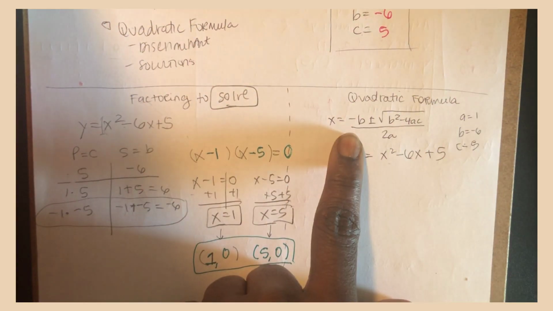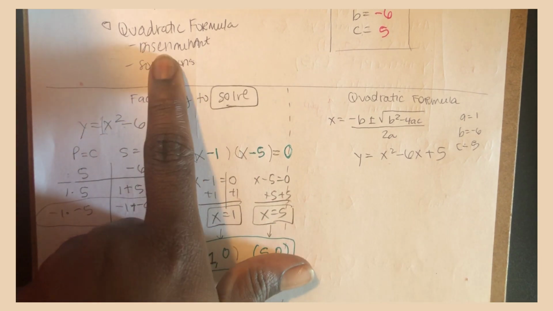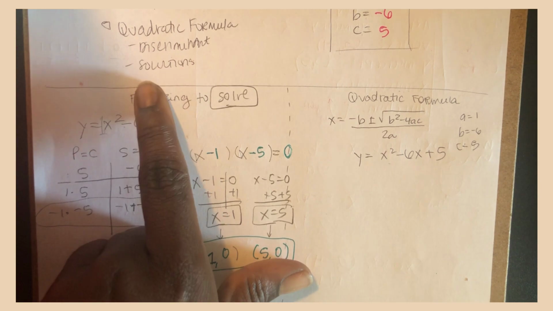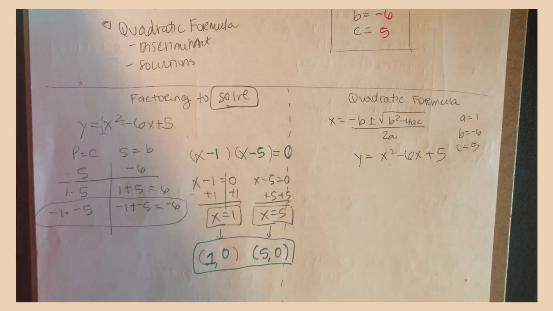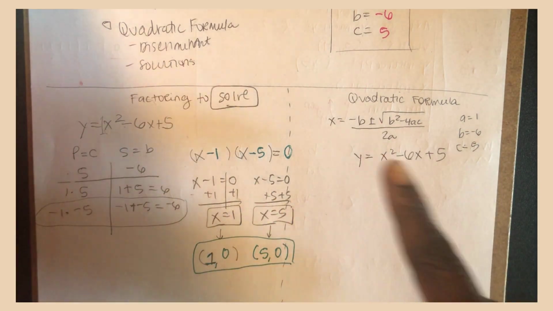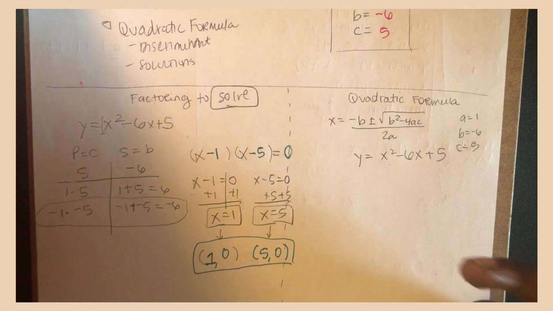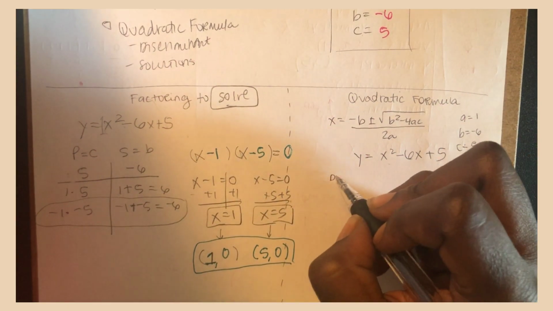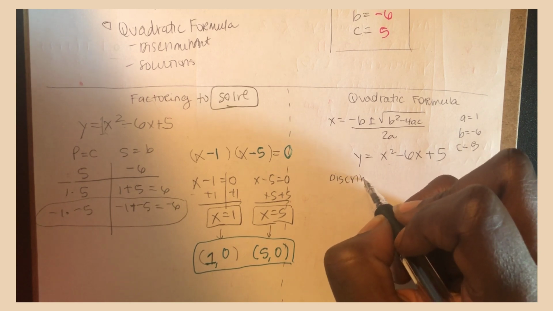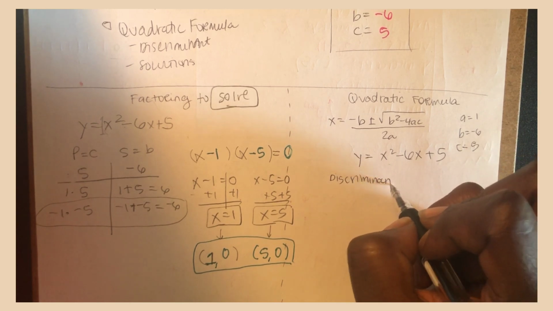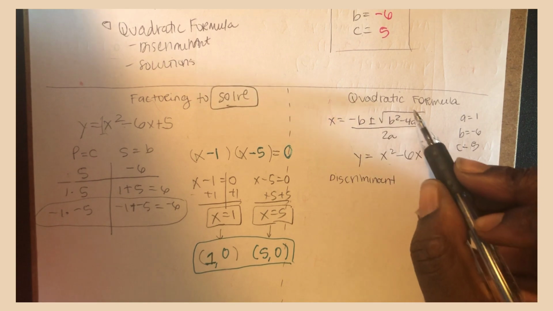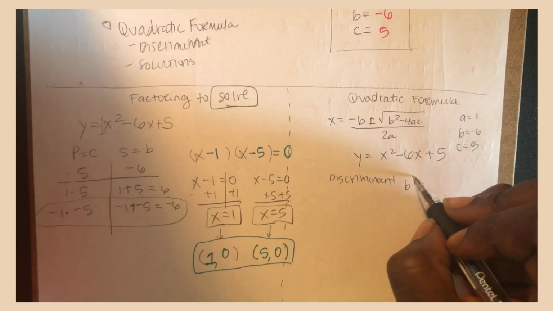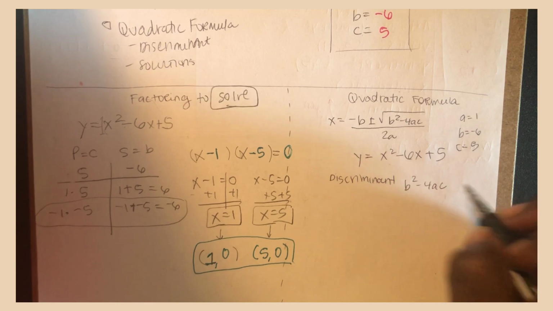So with the quadratic formula, two things help us. The discriminant lets us know how many solutions we're actually solving for, if we need to solve for any at all. And then the solutions are those actual x values that make this quadratic equation true. So we know we have our a, b, and c. I like to solve for the discriminant first. And the discriminant is this expression underneath our square root, which is b squared minus 4ac.